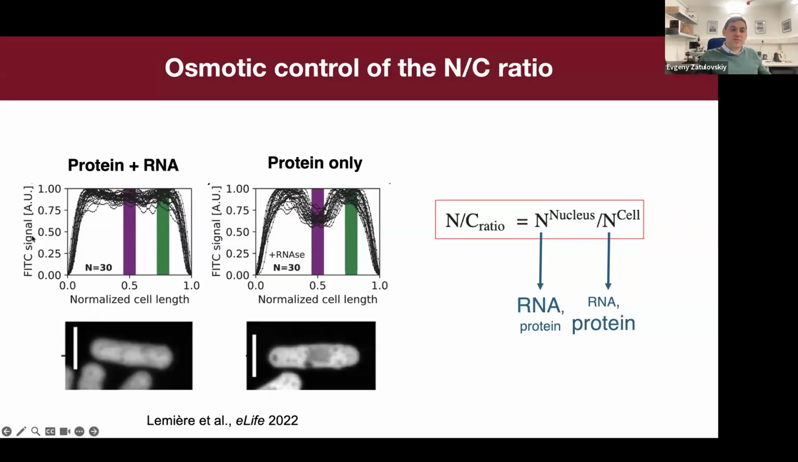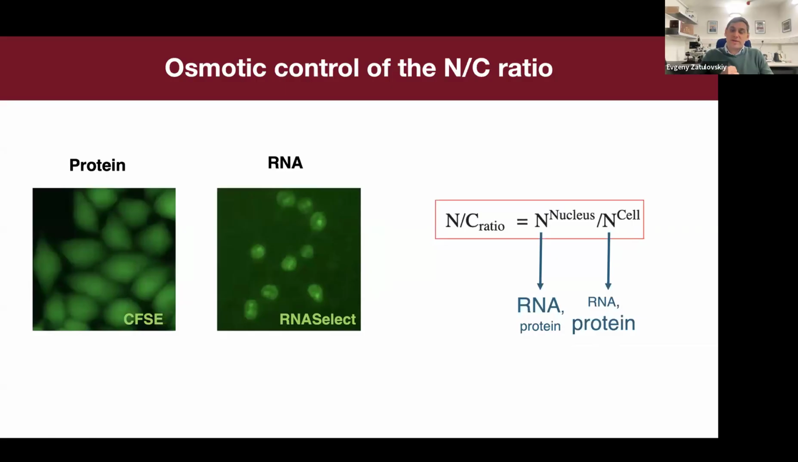And when they stain the cells with FITC, which binds both protein and RNA, they see quite a uniform staining in the cell, in the nucleus and in the cytoplasm. But when they treated cells with RNase to destroy all the RNA, they saw that it was more depleted in the nucleus than in the cytoplasm, which means that the RNA to protein ratio is higher in the nucleus than in the cytoplasm. And we also did this experiment where we stained cellular protein with CFSE dye and RNA with RNASelect dye, and we saw the same result, that the protein is pretty much everywhere, and RNA is strongly enriched in the nucleus.